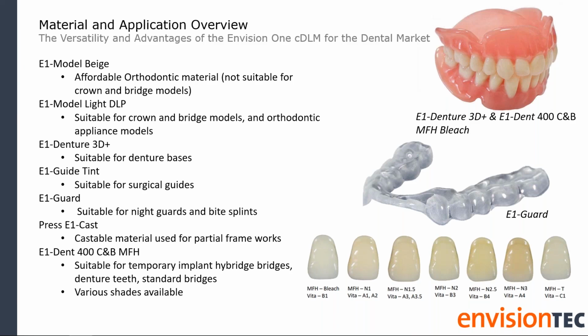Press E1 Cast is a wax-filled photopolymer material for the production of full anatomical crowns and bridges. You can also print partials, as shown in the previous slide. This material has a moderate amount of wax, which allows for a quick and easy burnout.